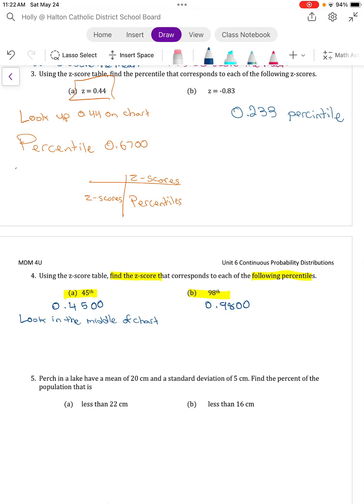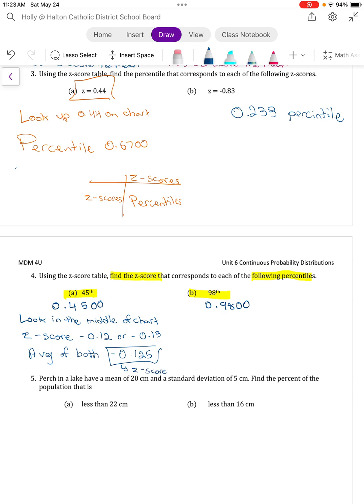So what you do then is take the average of negative 0.12 and negative 0.13. You can take the average of both. Negative 0.12 plus negative 0.13 divided by 2 gives you negative 0.125. Okay, that's your Z-score.